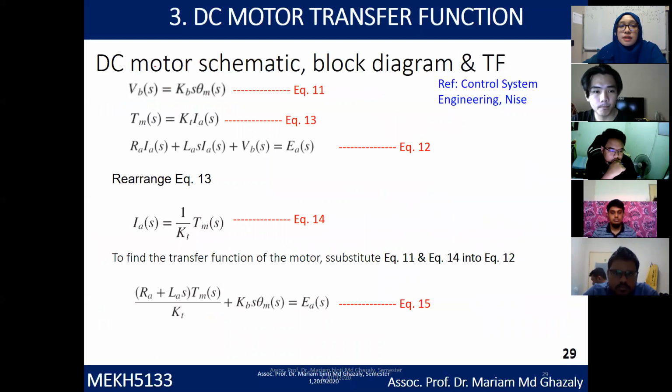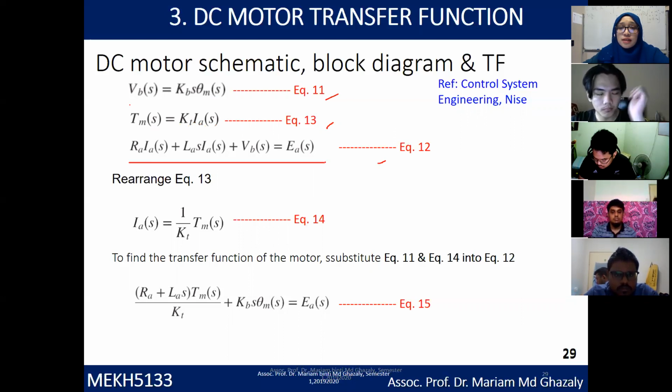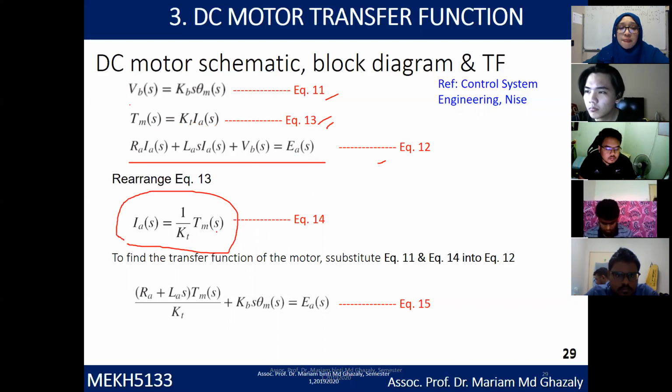Okay, so based on that, I write out again the equations in this page. You have equation 11, Vb equal to Kb s theta m, and then equation 13, torque of the motor equal to Kt Ia, and then the 12th equation is actually the circuit for the single loop. Okay, rearrange equation 13 here, you will get Ia equal to 1 over Kt Tm.